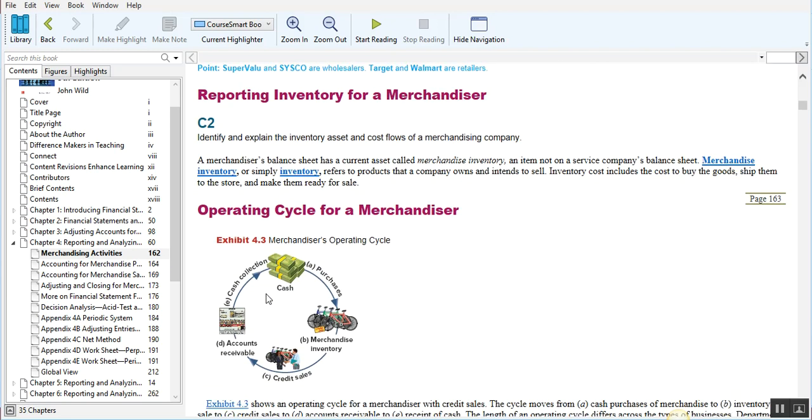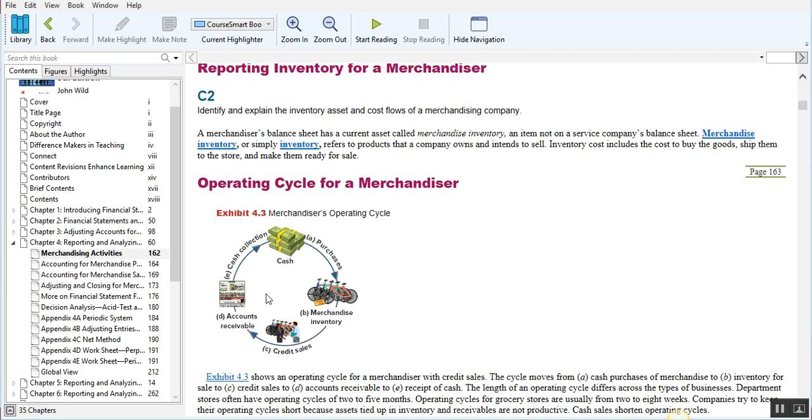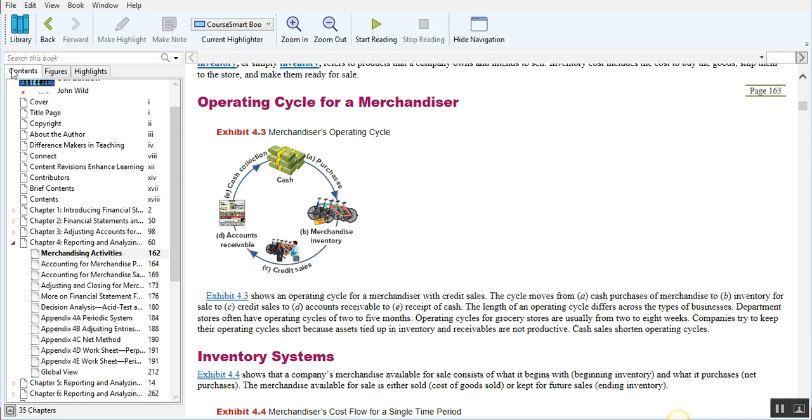We also are going to look at reporting inventory. How do we account for inventory? Merchandise inventory are the goods or items that we intend to resell in the business. And we'll talk about the operating cycle. The operating cycle is simply the time it takes to start with the investment of cash and then turn that investment of cash into actual cash itself through the sale of our products.